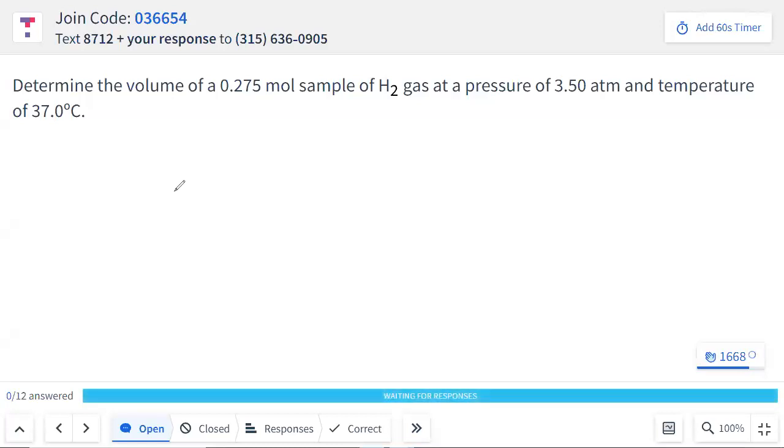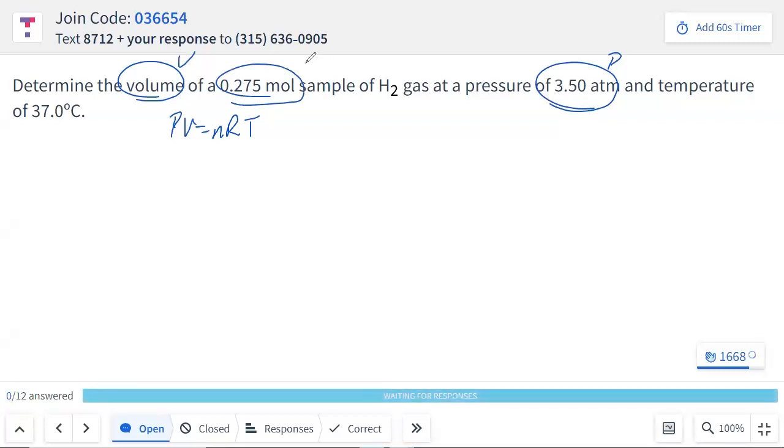The ideal gas law is basically used to describe a gas and find the missing parameter. So PV equals nRT. My pressure is 3.5 atmospheres. My volume is unknown. My number of moles is 0.275. My temperature is 37, and I need to turn that into Kelvin.